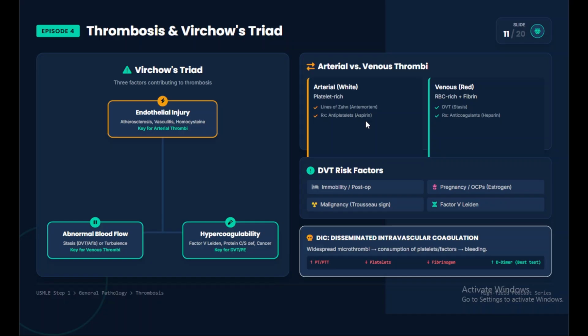There is something called disseminated intravascular coagulation, and it is actually chaos. So DIC is basically widespread microthrombi formation which consumes the platelets and clotting factors.